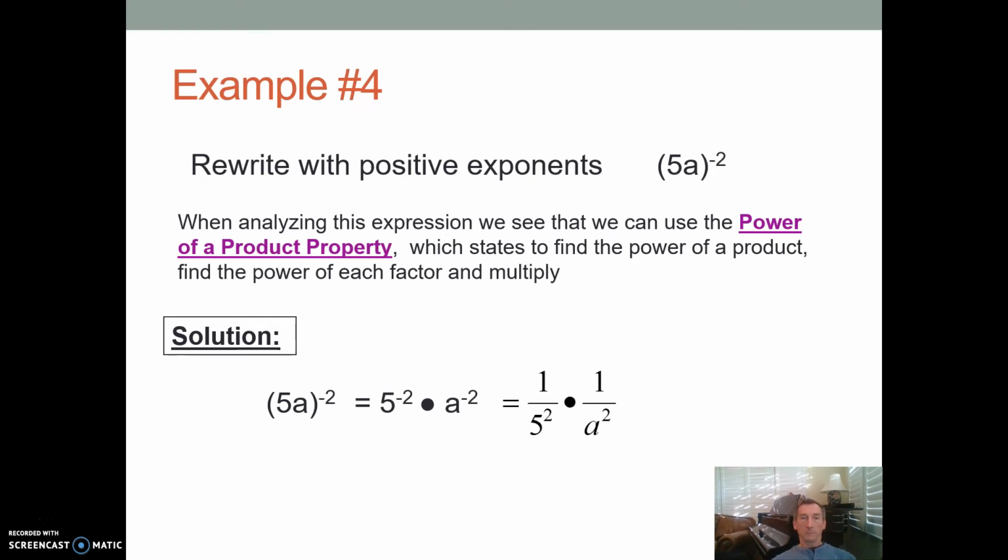And then again, get rid of those negative signs by taking the reciprocal of each, and we end up with, multiply across the numerators, we get 1, multiply across the denominators, we get 25a squared. 5 squared is 25, a squared is a squared.